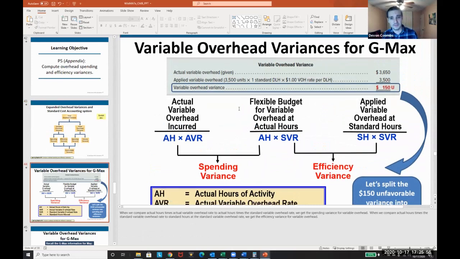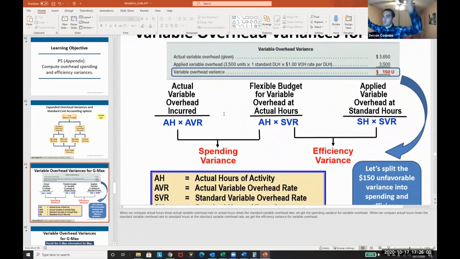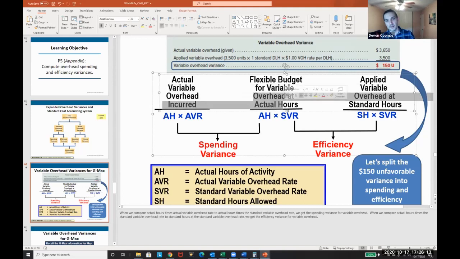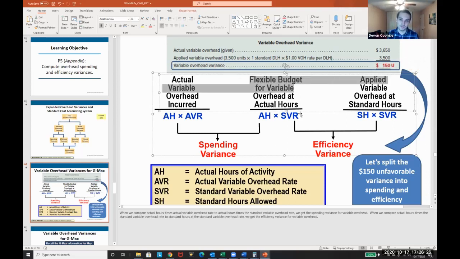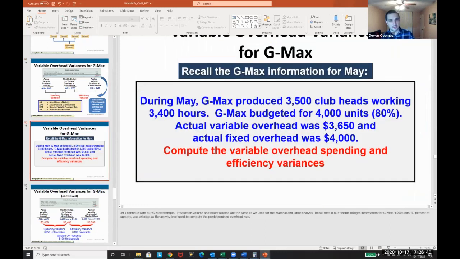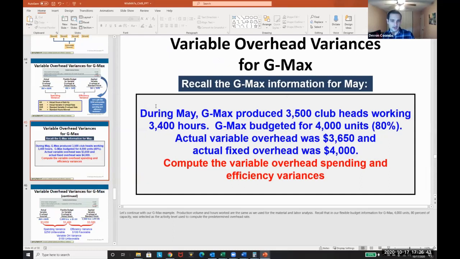So variable overhead variances, we can break out the concept of overhead, not just from a grouped amount into these fixed and variable components. The variable component would have something similar to labor, where we have a spending variance and an efficiency variance. It's the actual variable overhead incurred versus the actual amount of overhead hours compared to the actual amount applied at the overhead standard rate. Again, there's this complexity here of the applied concept versus the actual concept, and then the flexible budget for variable overhead versus actual hours. We'll go through an example so you can do this yourself and watch this video to catch up with it. Again, not going to spend too much time here as it's more of a cost accounting concept rather than managerial accounting. So let's say variable overhead variances for GMAX.